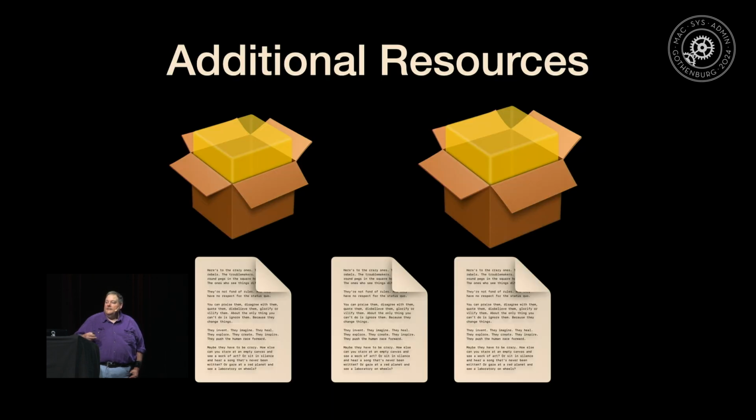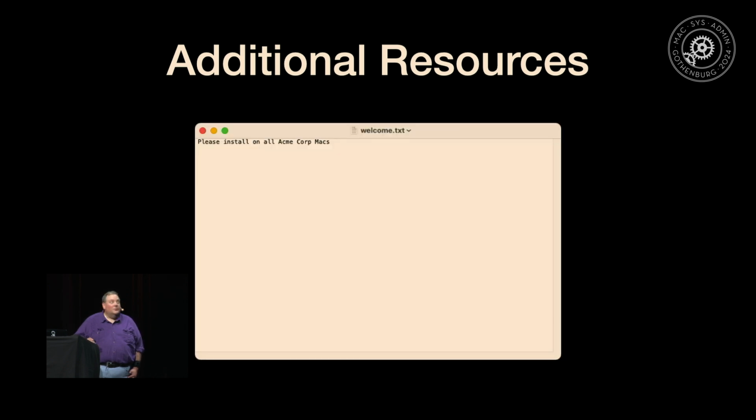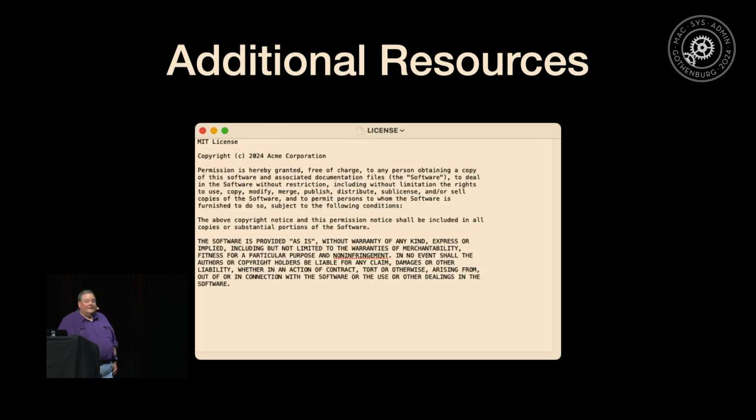So now, let's get into the part where we add additional resources and multiple component packages to a distribution package. What's that process look like? Well, for this example, we're going to add 2 component packages and 3 text files, a README, a license, and a welcome file for folks to see when they open this installer. So the welcome text will look like this. The README will look like this, and the license will look like this.